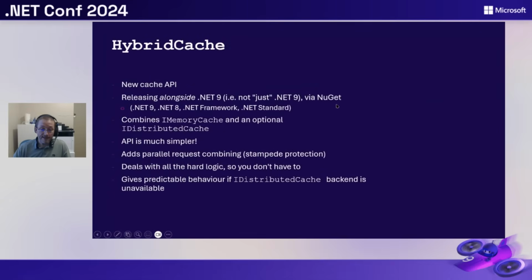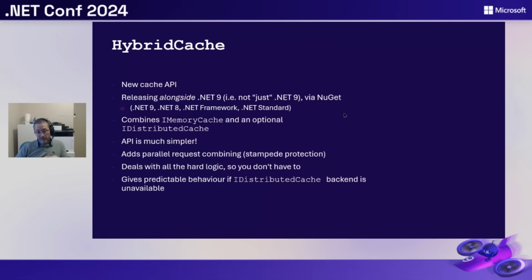So that's the core parts of HybridCache. It's a new cache API. It's releasing alongside dotnet 9. So what do I mean by that? Is that it's not just targeting dotnet 9. So if you've got an existing dotnet 8 application, whether that's for long-term support or a dotnet framework application, you should be able to use this API.